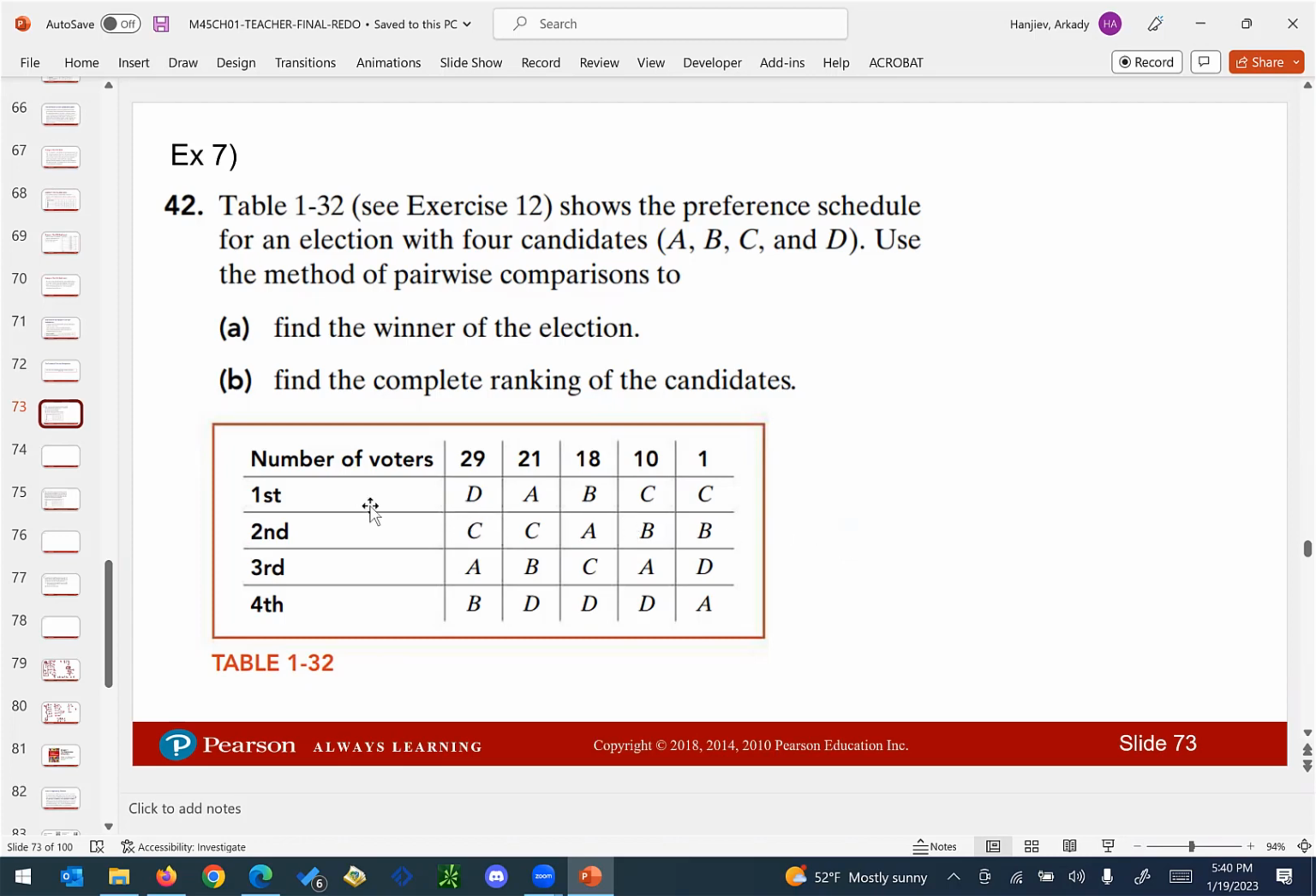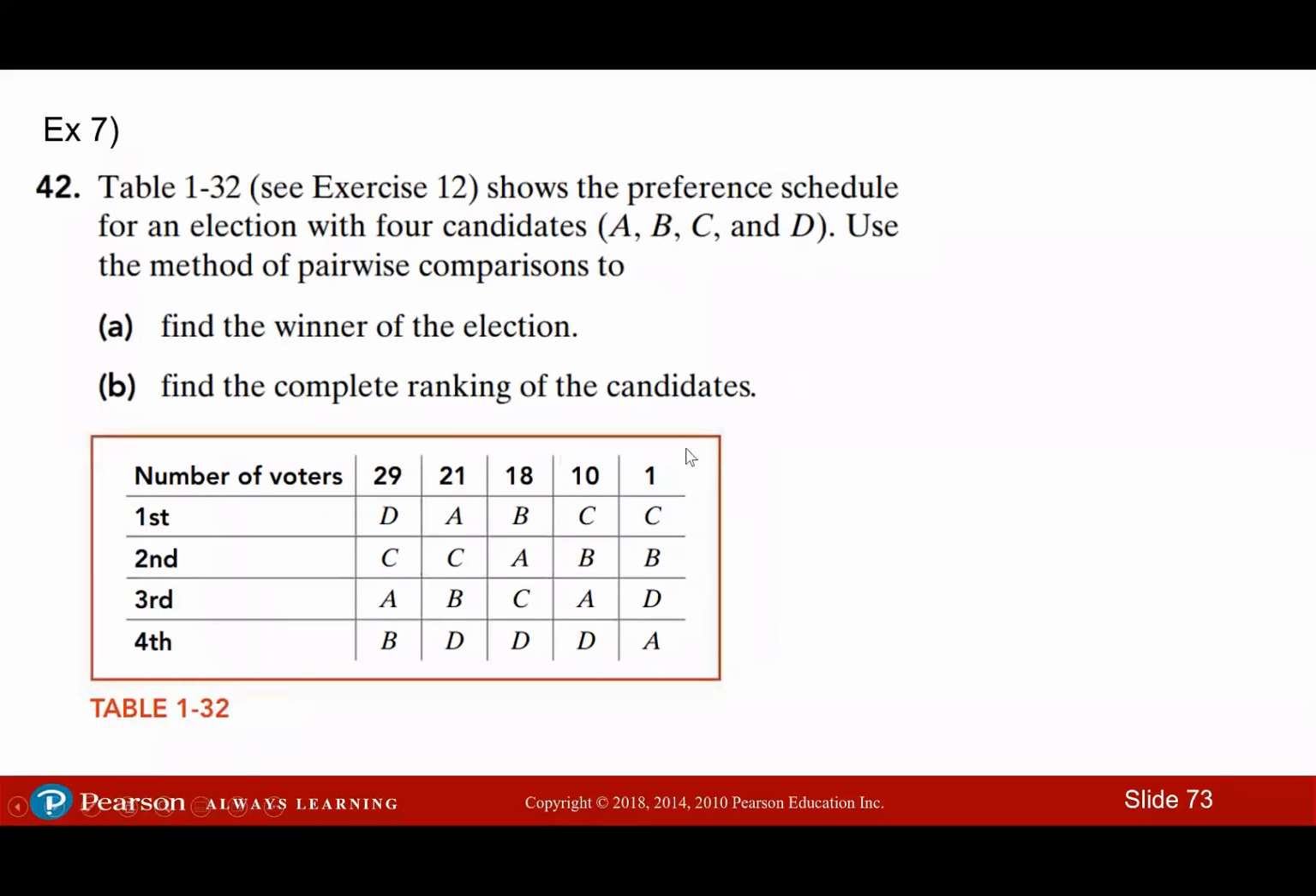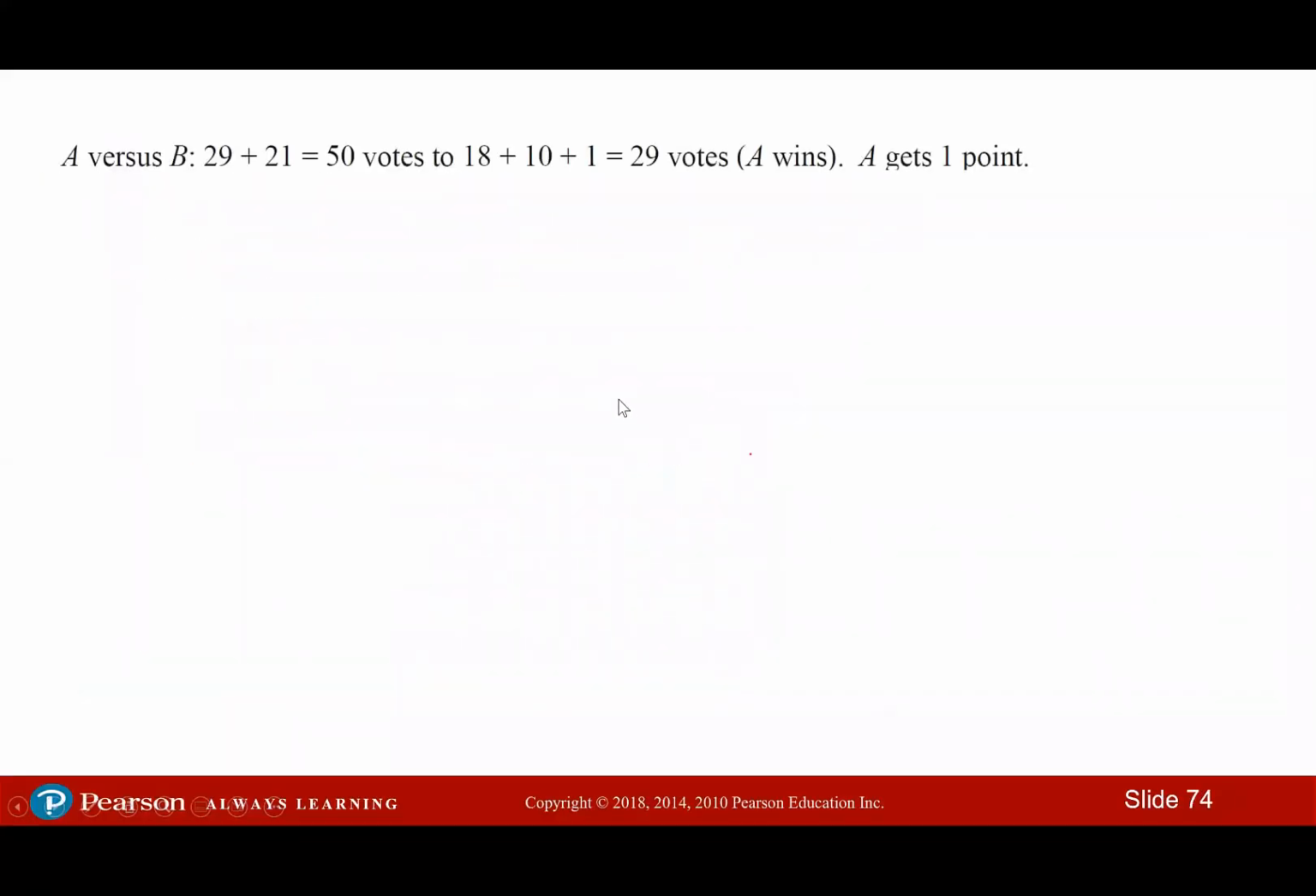So let's go with it here. Again, we have 4 candidates. A is going to be compared to B, A to C, A to D, then B to C, B to D, and then C to D. So let's see what happens here. If you were to compare A to B, you should have 50 votes, and then 29 of those votes went to A. So it should have been 29 versus 21 if you did it correctly, again, after pausing.